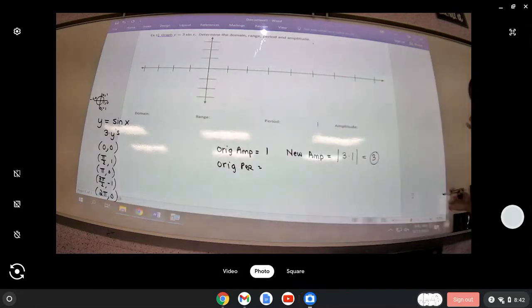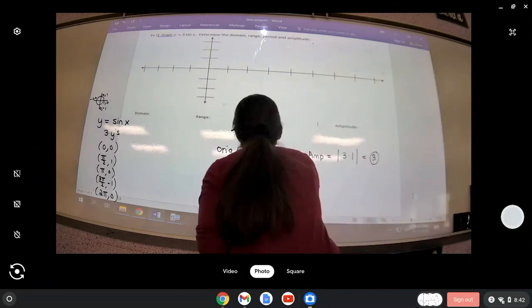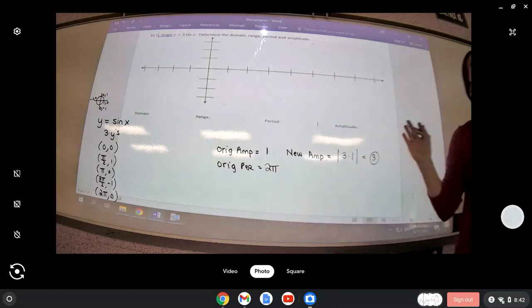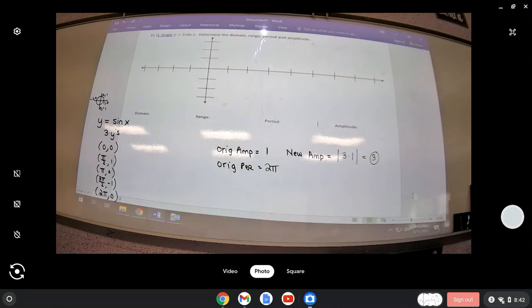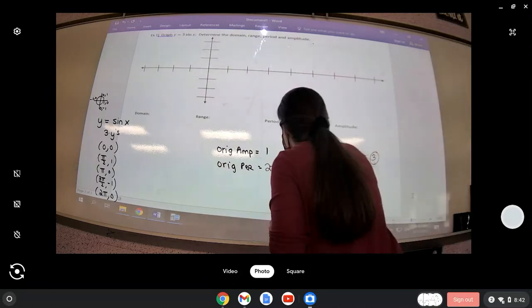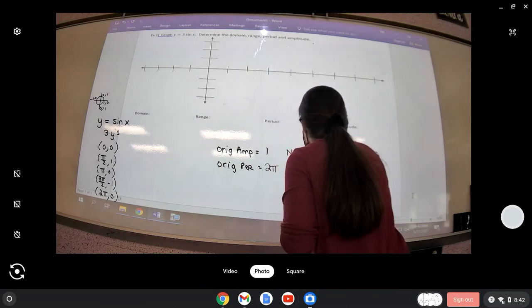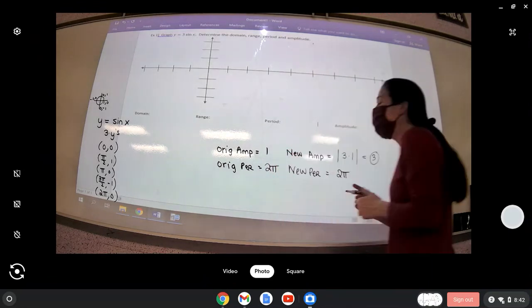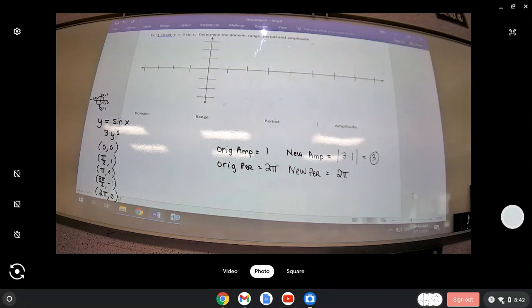How many units had to go by to create one sine wave? 2 pi. So the original period was 2 pi. We didn't do anything to the x-coordinates, right? So the period should not change. So the new period should still be 2 pi units. I didn't do anything to the x-coordinates that would change that.